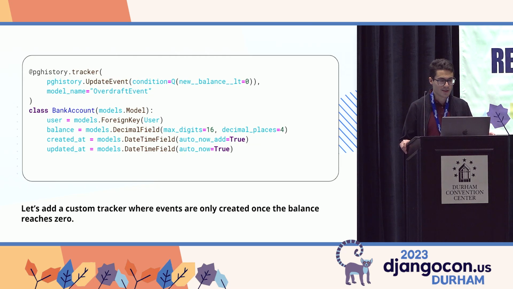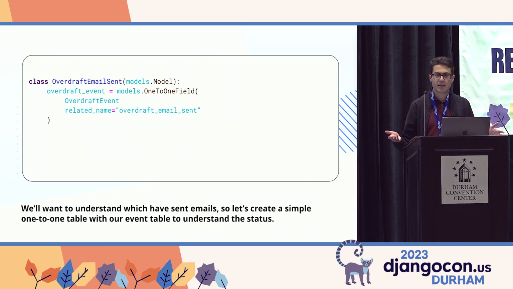So what we can do is just add in a history tracker, and we can have an update event on the condition that the balance is less than 0, right? And we'll store this in a table called overdraft event, okay? So every single time any account goes below 0, this is what will happen. And let's say if we want to understand the state of whether an email was sent out, we'll just have this simple table that is one-to-one with an overdraft event. Basically, if this exists, it means the email was sent out.